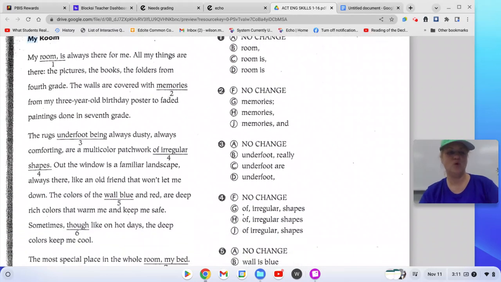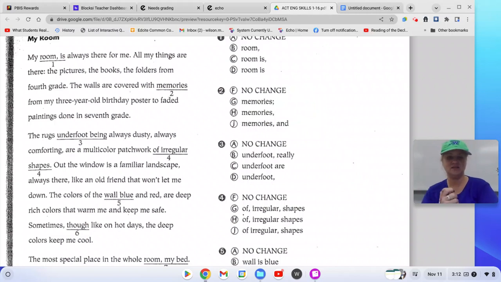Number 2, the walls are covered with memories, from my 3-year-old birthday poster to faded paintings done in the 7th grade. And you'll notice that I paused after memories. Well, a semicolon equals a period. Will you write that down as well? So a semicolon, that's this one with the dot and the comma, equals a period. So it's not that, because it's not "the walls are covered with memories." We can't start that next sentence by itself with "from."